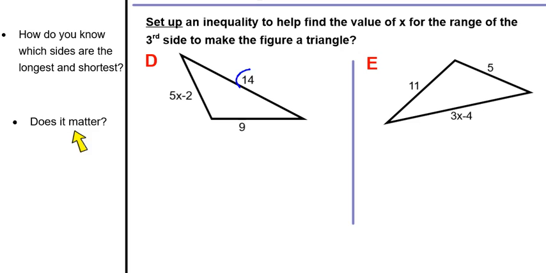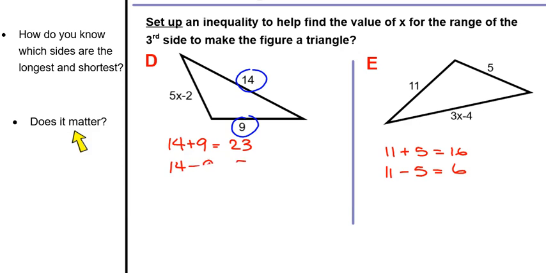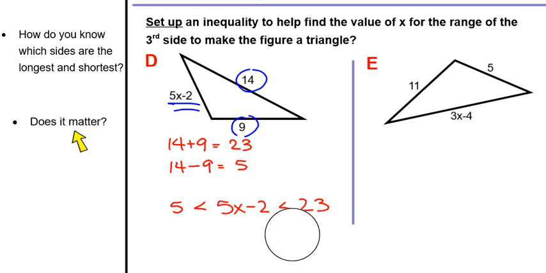All right, for D, the 2 numbers that we have right here are the 14 and then the 9. So those are the 2 numbers that you will be adding and subtracting. So I do 14 plus 9 equals 23, and 14 minus 9 equals 5. And then from there, all I have to do is put this side between those 2 numbers, and I end up with something that looks like that. 5x minus 2 falls between 5 and 23. Those 2 numbers right there.